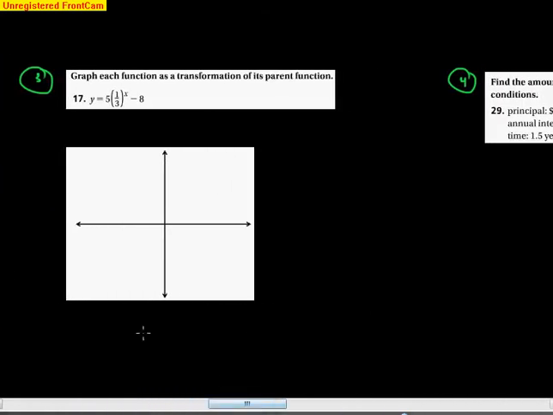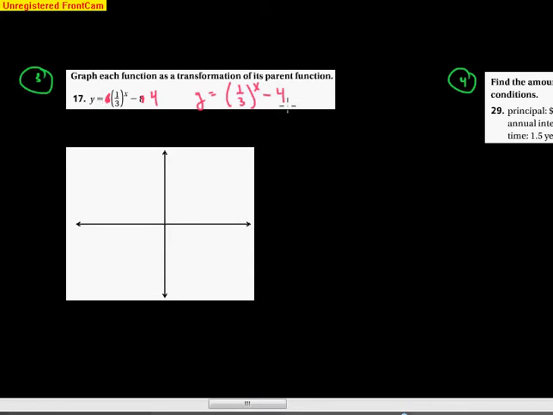Next, another graph. Here we go. Let's graph this transformation. And for the sake of the test, I want to ignore this 5. So let's just say this is 1/3 to the x minus 8. Okay? And let's change this 8 to a 4. Okay? Alright. So if you want to rewrite this, this is y equals 1/3 to the x minus 4.